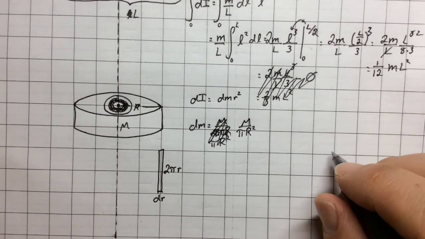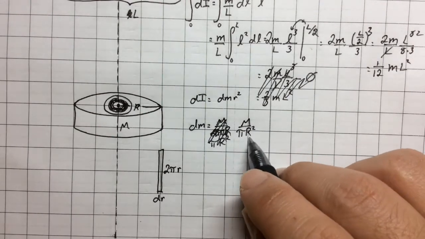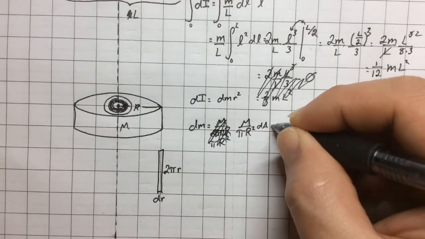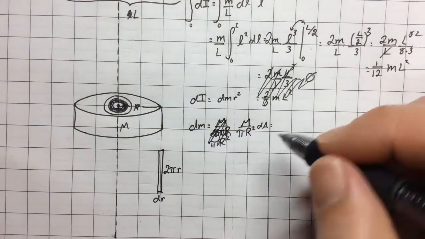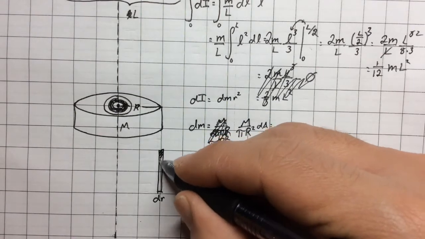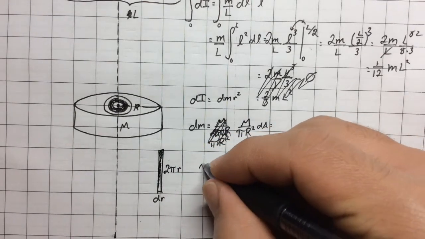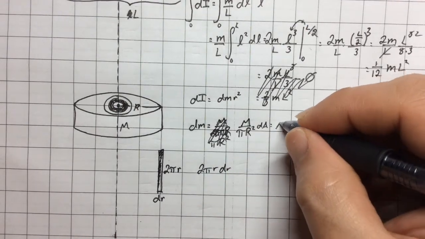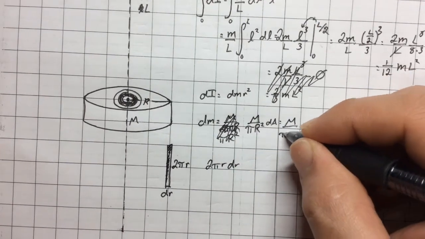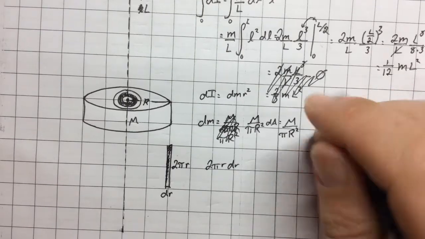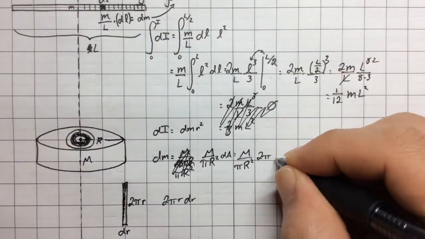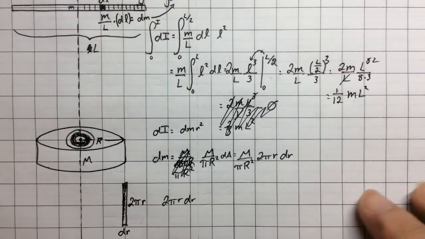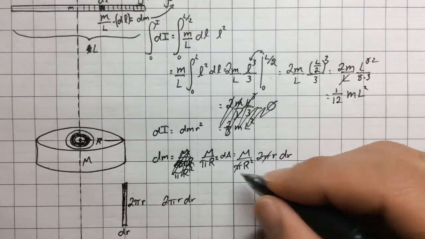So we've got this ratio, this density ratio. This is the area of the circle. If we multiply this by an area, a dA, then we should get a dm. So we look at this. The area of this rectangle is 2 pi r dr. And so here's the mass over the area times 2 pi r, little r, dr. And that's dm. Okay? Clean it up a little bit.